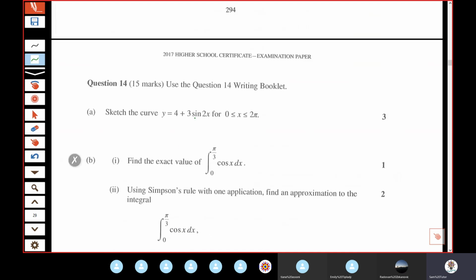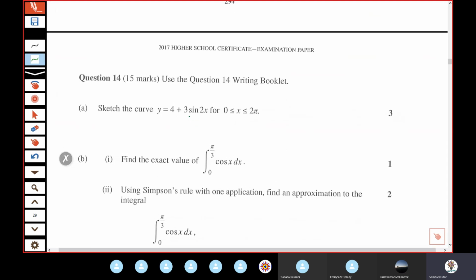All right. Sketch the curve. I think we've done trig curves. Yes, rings a bell. So we have sine 2x. I think we did. Did we do trig graphs in year 11? Period and amplitude of trig graphs. Yeah, I'm pretty sure we did. So I'm going to say A is allowed.